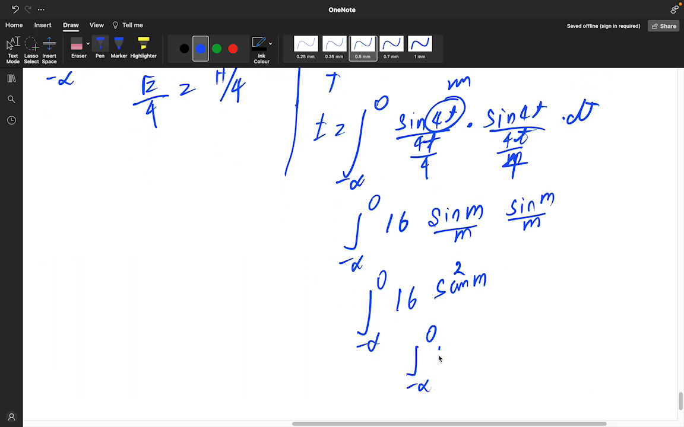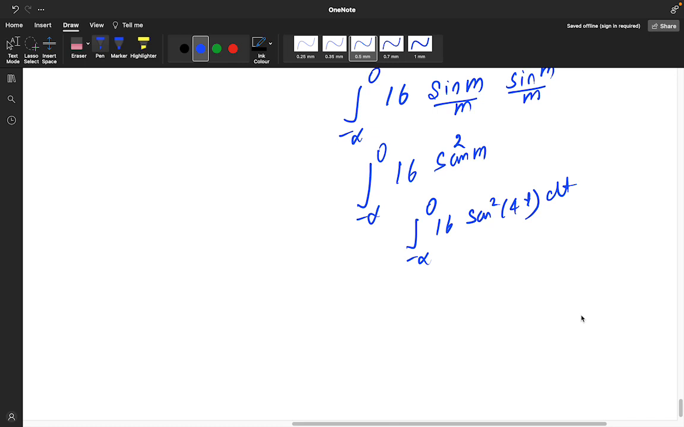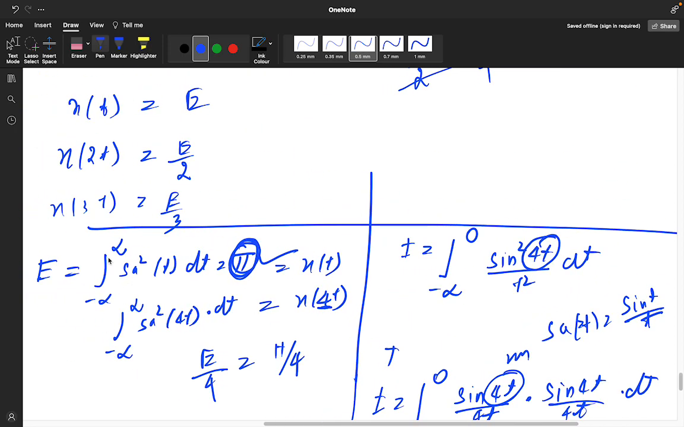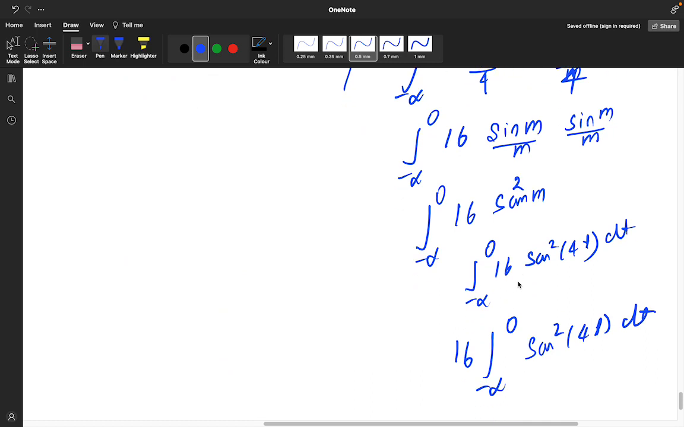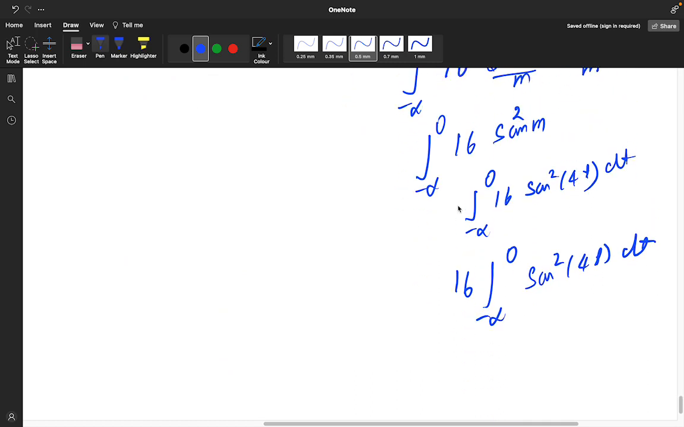Now write the value. Minus infinity to 0, 16 sampling square 4t into dt. So this 16 is going outside. Minus infinity to 0 sampling square 4t into dt. Now for an energy signal you need minus infinity to infinity. And this is an even signal.